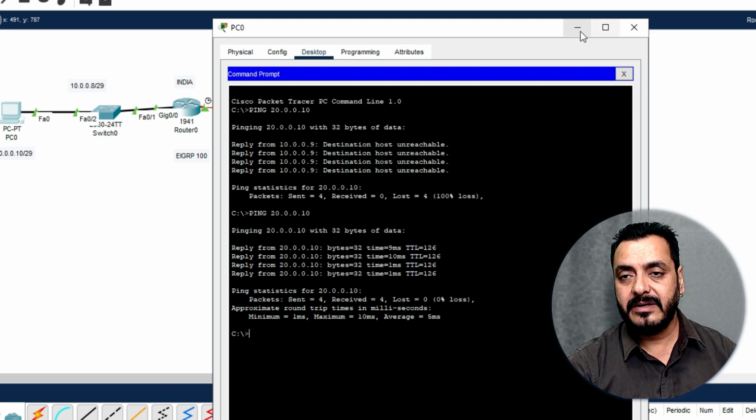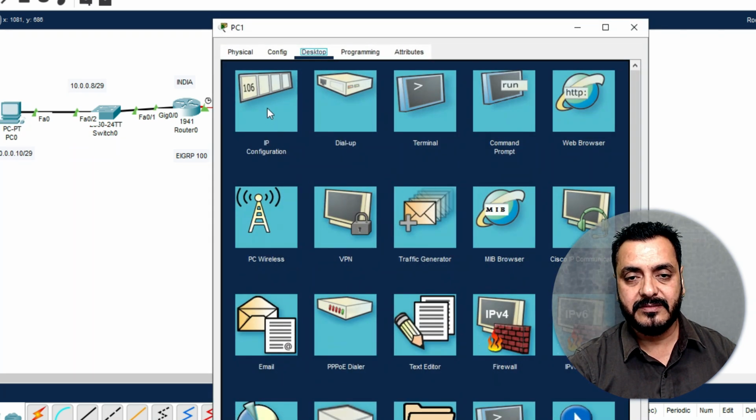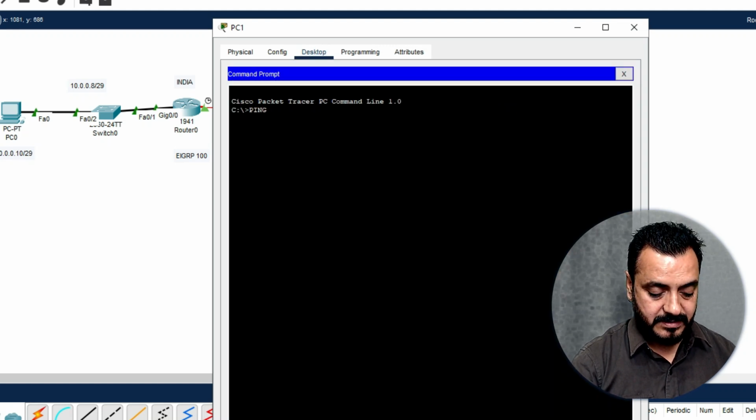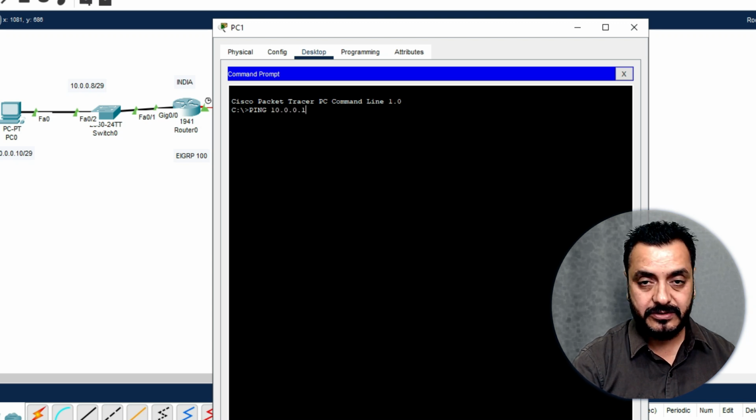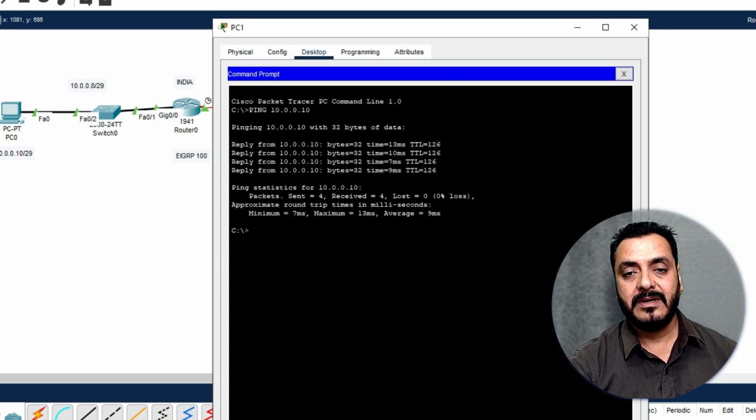Again, we can check this communication from the last system by pinging the first system. The first system's IP address is 10.0.0.10. Press enter. Now again, you can see the ICMP result: 4 packets sent, 4 received, success rate is 100%. So this again shows your last system is communicating with the first system successfully. It means EIGRP is working fine.